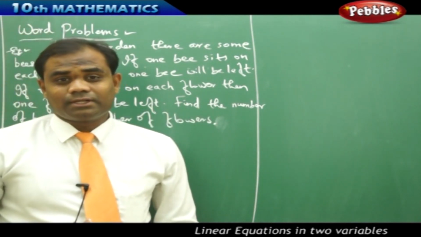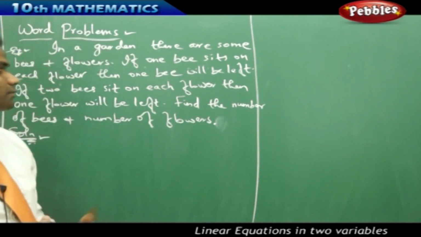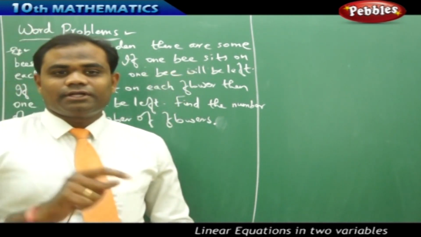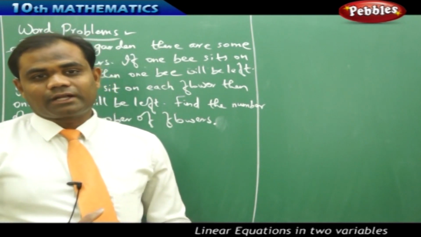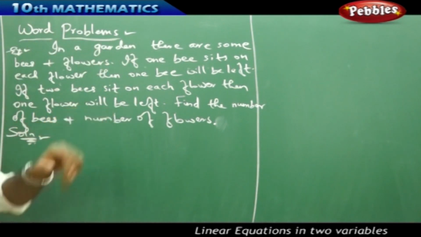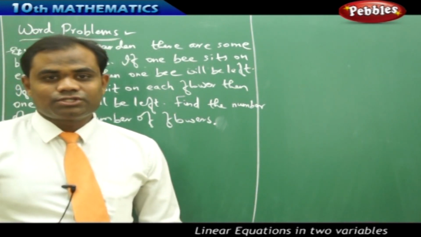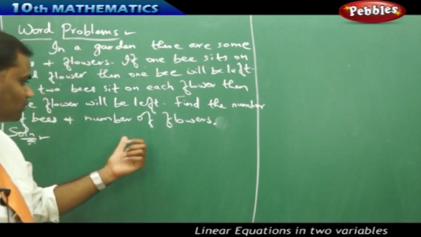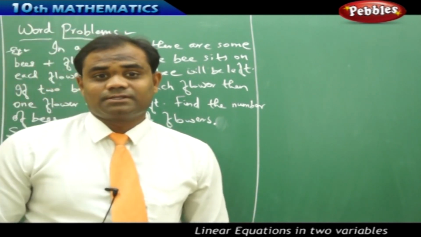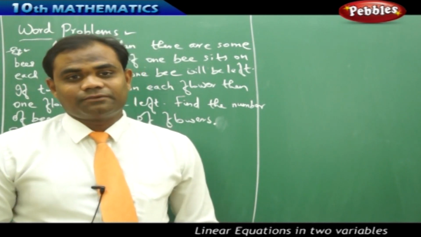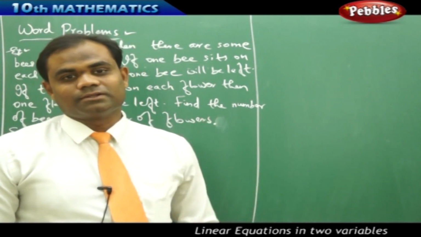Now this question has only two basic conditions given. The condition 1 being that one bee sits on each flower, then one bee is left, and two bees sit on each flower, then there is one flower left. And using these two conditions of the real life situation, I need to find the number of bees and number of flowers which exist in the garden. It is quite interesting that we use mathematics to solve this puzzle.